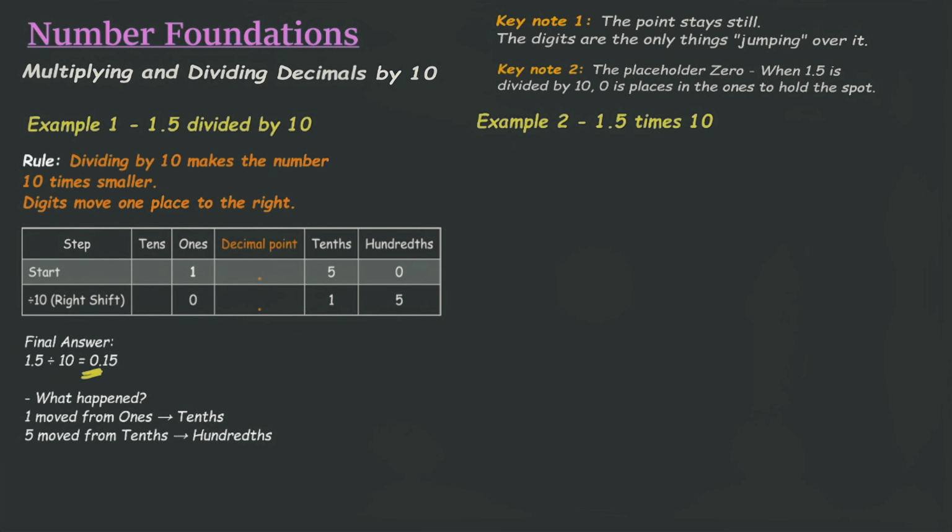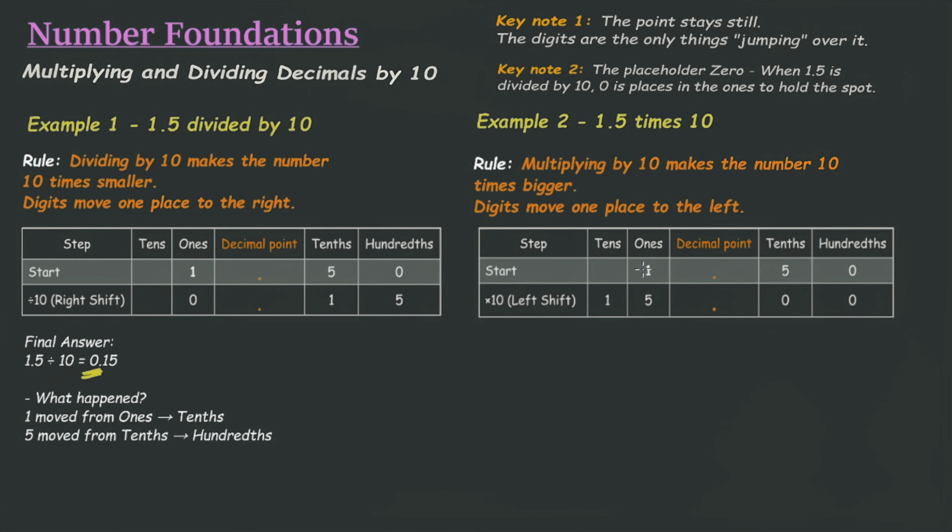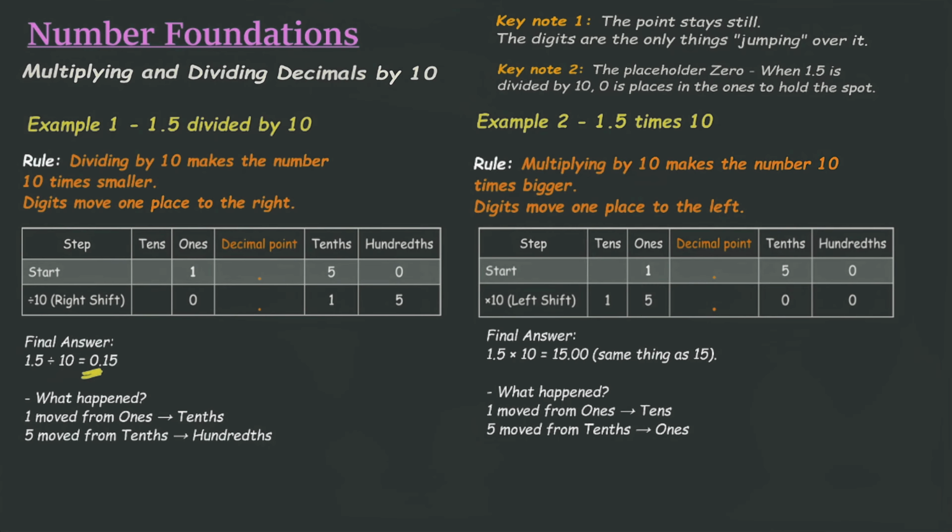Now for the reverse. Let's analyze 1.5 times 10. Multiplying by 10 makes the number 10 times bigger, shifting every digit one place to the left. The 1 moves from ones to tens. The 5 moves from tenths to ones. This gives us 15.00, which is simply 15. Notice again, the decimal point did not move. The digits moved around it. By just moving these digits across the decimal point, we've completely changed the scale and size of our number.